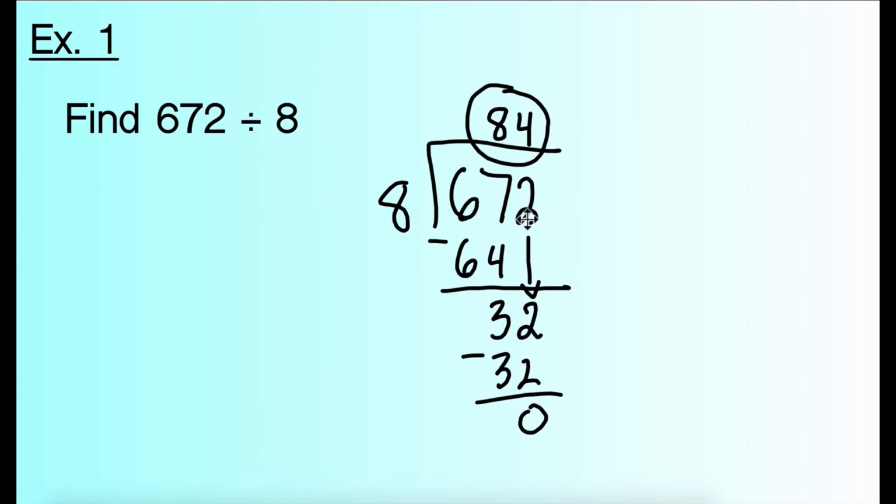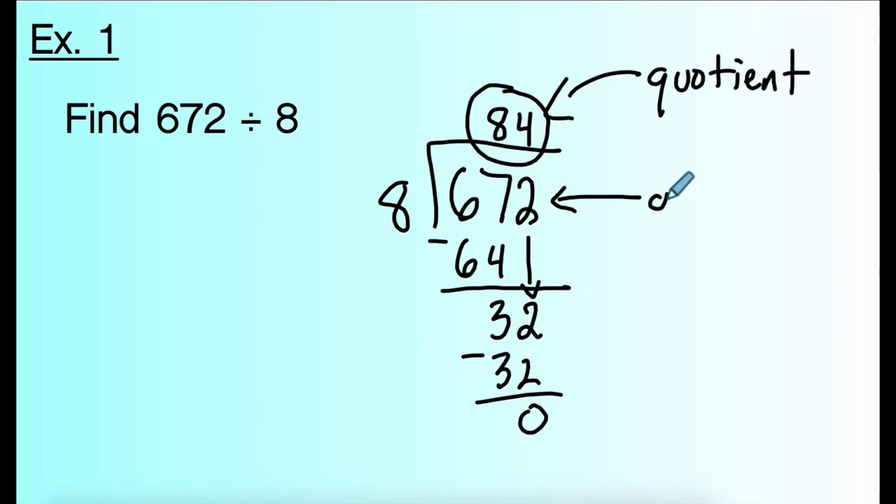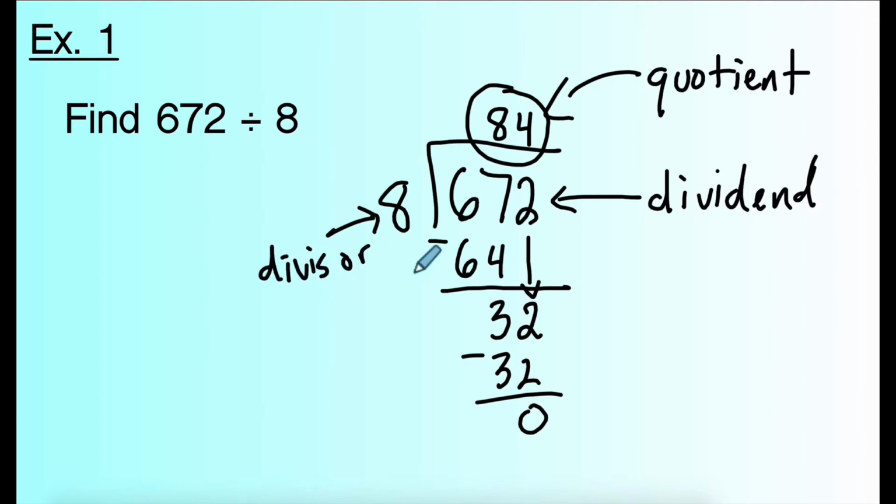And the answer to a division problem is known as the quotient. Let's get a little math vocab before we go any further. Quotient, that's the answer. And the two numbers that are in the division problem, the number that is inside here, this is known as your dividend. And the number outside here, this is known as your divisor. So we've got quotient, that's the answer, and then dividend and divisor, those are the two numbers that are being divided, or part of the division problem, I should say.